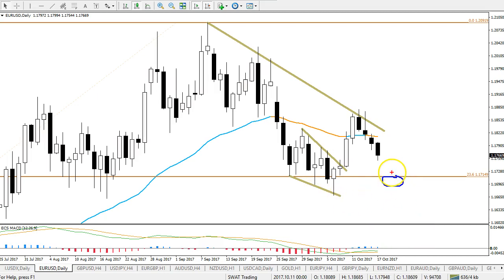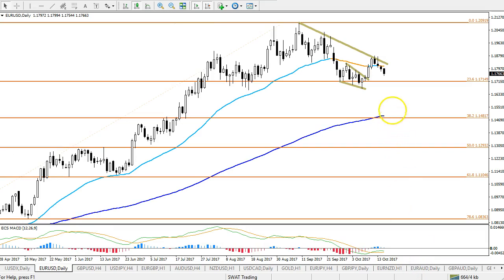A break below that, with a good daily candle close below that, let's say tomorrow's candle going like this, closing at the low, a good strong candle with a decent size, looks like a bearish breakout candle to me, and I think we should expect downside. In that case, price will probably head towards the 38.2 fib, right here close to 115, which is also a psychological round level.